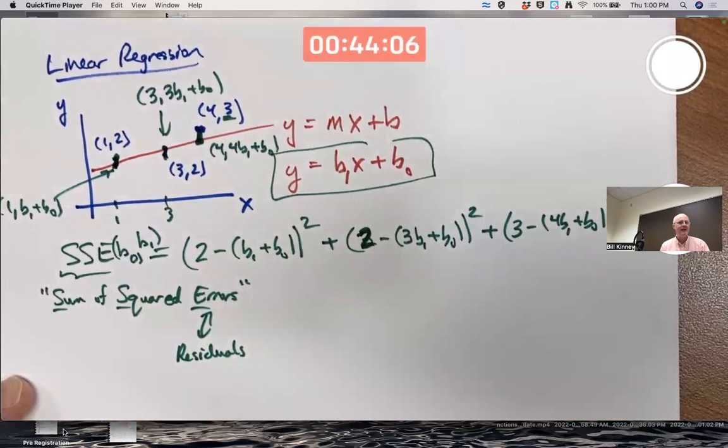What does that mean doing? It means taking partial derivatives. Yay! You like partial derivatives?